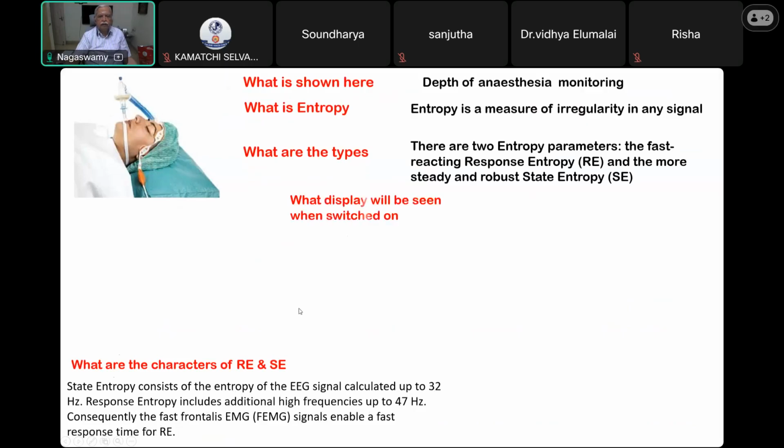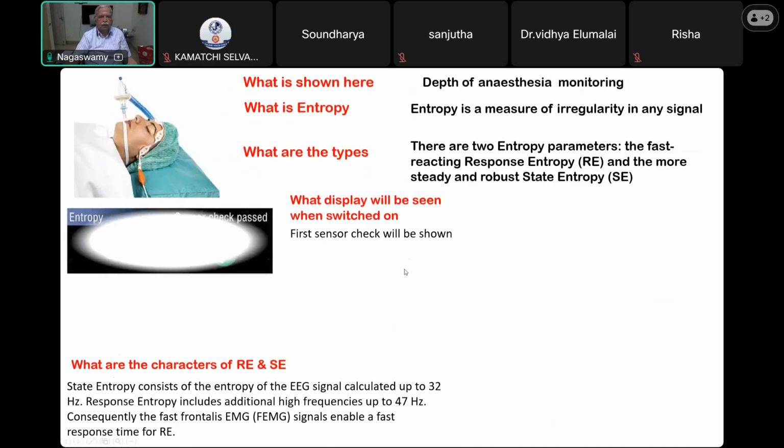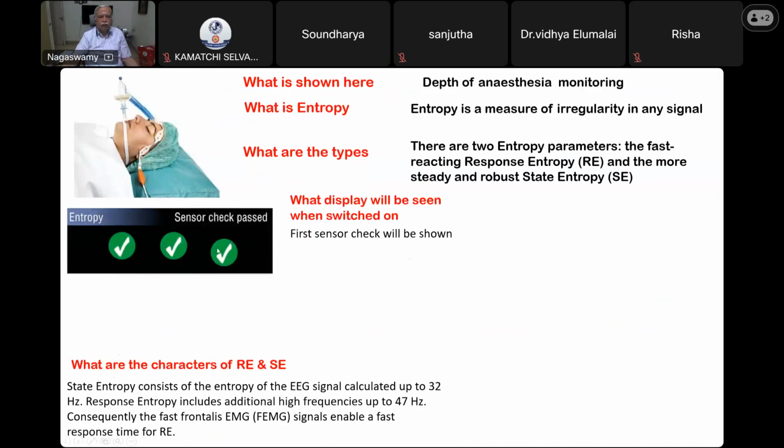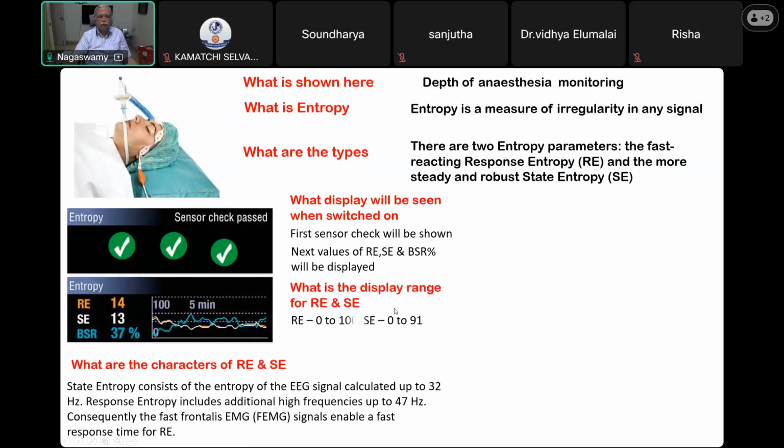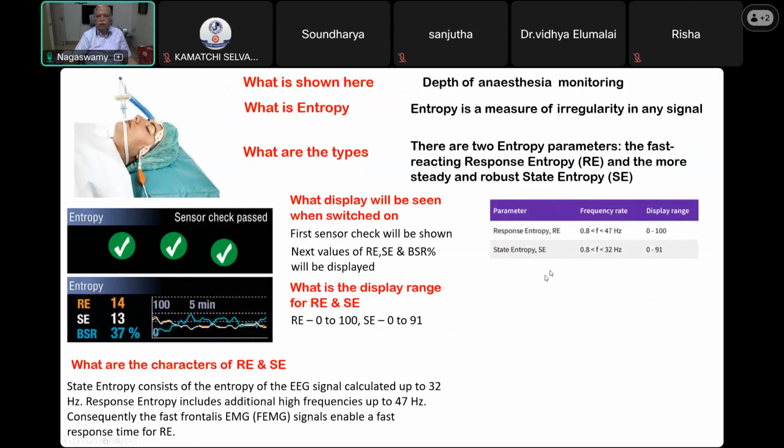That is the character. What display will be seen when you switch on entropy monitoring? First, a sensor check will be shown, which will show that the sensor placements are correct. Next, the values of response entropy and burst suppression ratio will come. So these three values will be displayed. I'm just giving this because, supposing they keep this monitor, you should not feel lost. So these are all the parameters that we can get.